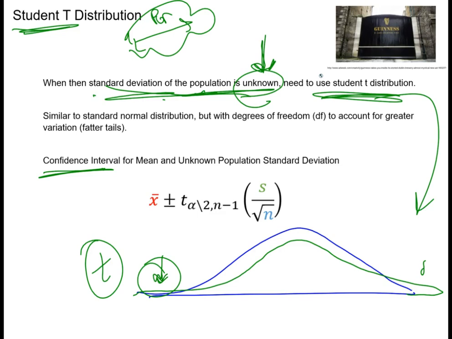All that said, notice that this formula looks very similar to what we did. We've still got x bar, so we've still got our point estimate plus or minus this thing to the right. We call this the margin of error. It still has a margin of error that has 3 components to it.